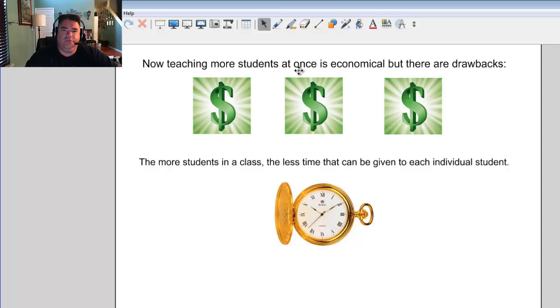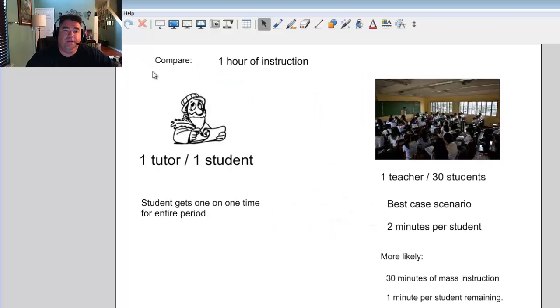Now, teaching more students at once is economical, but there are drawbacks. The more students in a class, the less time can be given to each individual student. Now compare. Take an hour of instruction with a tutor, one student. Student gets one-on-one time for the entire period. But if you take one teacher and 30 students, the best case scenario would be 2 minutes per student. Now more likely you'd have to have 30 minutes of mass instruction, and if you were to be fair with everyone, you'd have 1 minute per student remain.